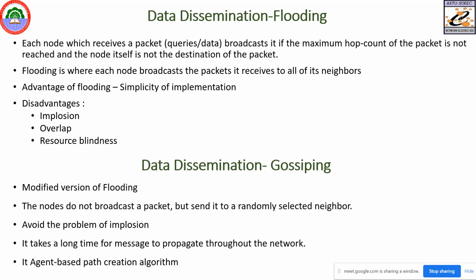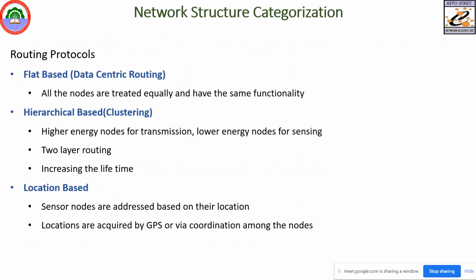The basic phenomenon of the sensor node is to sense the neighboring nodes once it is deployed. So it will sense, which means it has the information of the neighbors. How many neighbors are there? For all the neighbors, it will send the information. That's why we call the advantage of flooding that it is easy to implement.